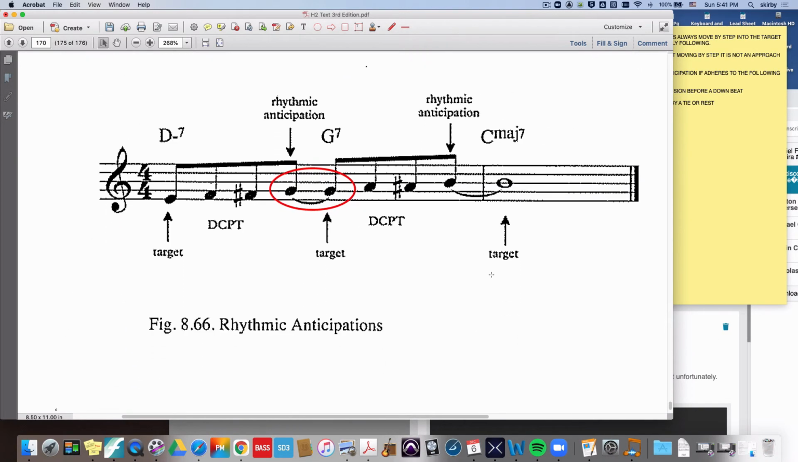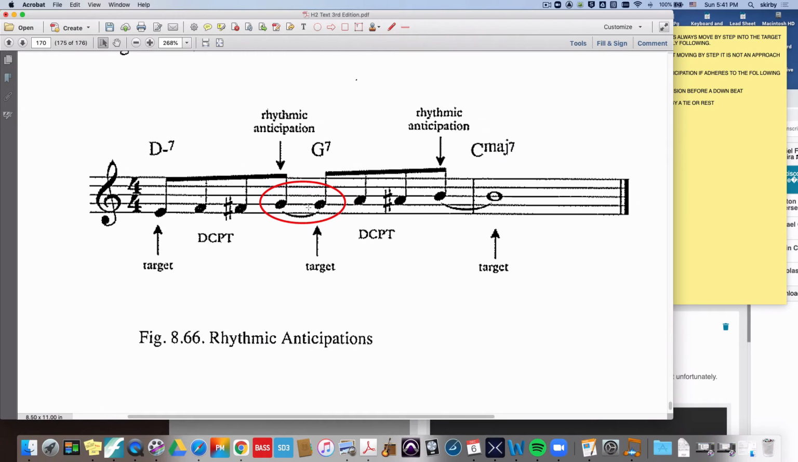Okay, now what's an anticipation? Anticipation is when a note that would have been a target is moved forward in time, and then it's followed by a tie or a rest. If you just have this note, no tie, and then you repeat it, that's not an anticipation, that's just a repeated note. So you have to have the tie so that this is the only note heard. Then it will sound like an anticipation.